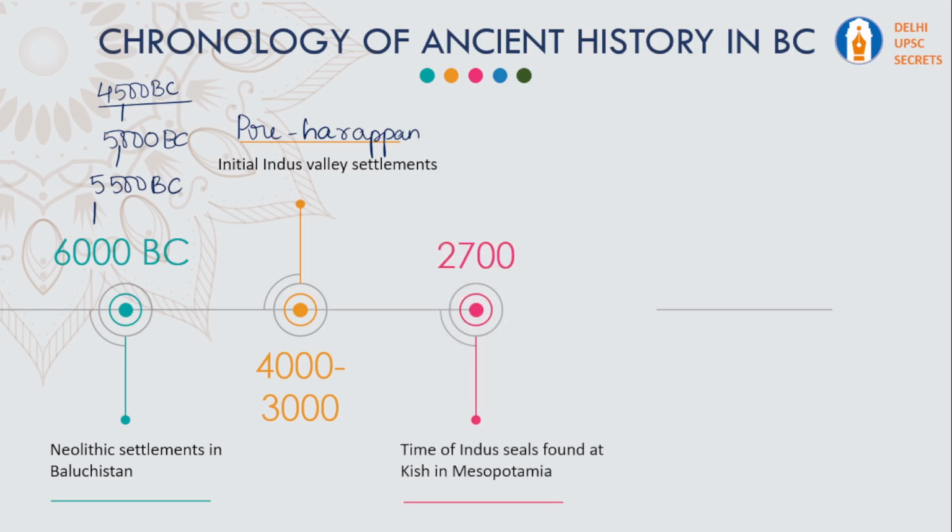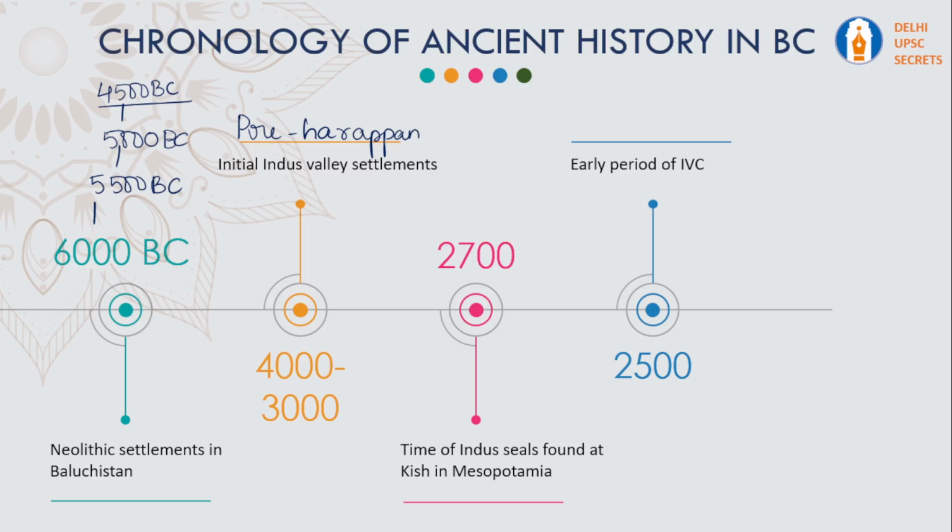Now, next to that particular period, that means around 3000 BC to 2700 BC, it was the growth of urban centers in the Harappa and Mohenjo-daro region, and this is also a time of Indus seals found at Kish in Mesopotamia. People believe that Indus people used to have trade relations with Mesopotamians. So they were moving towards a mature stage of Harappan culture.